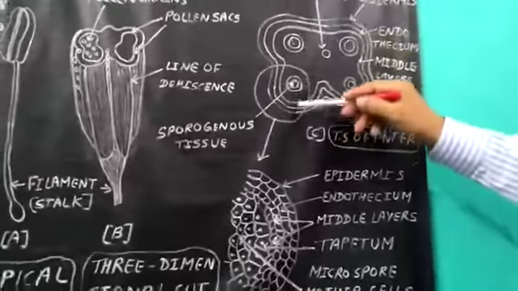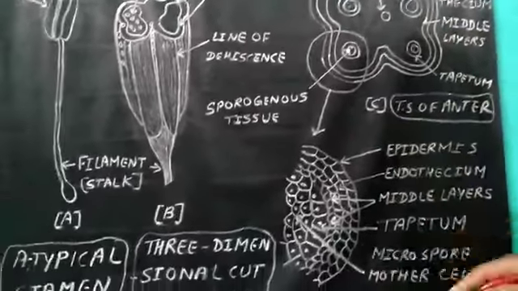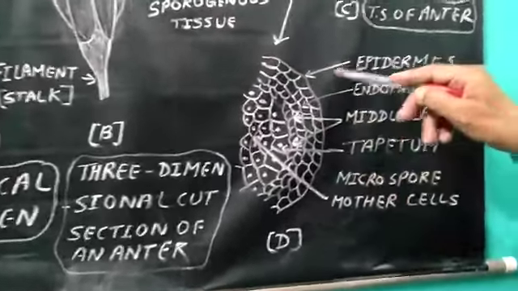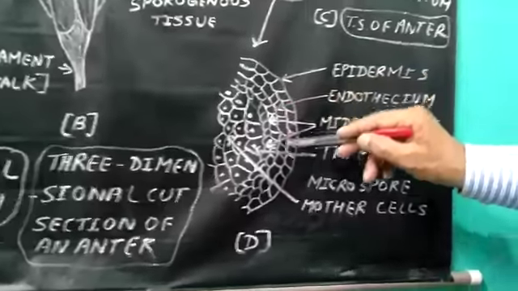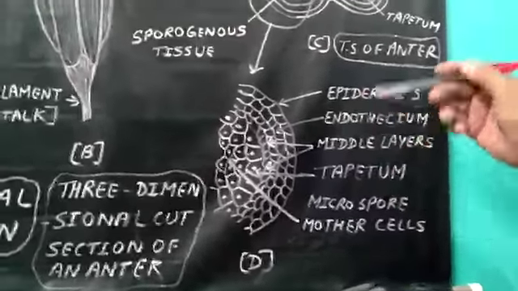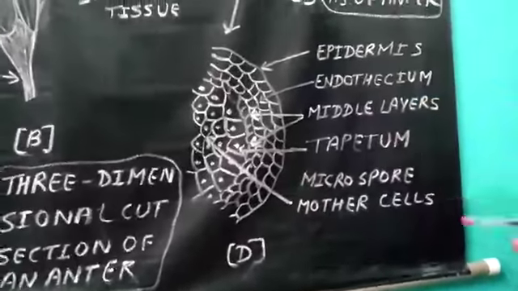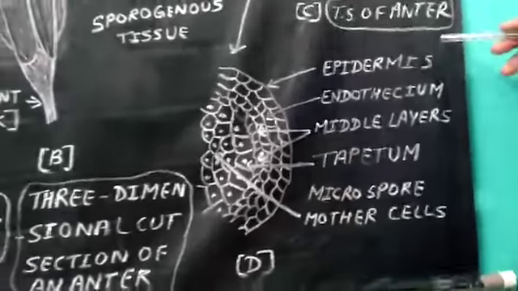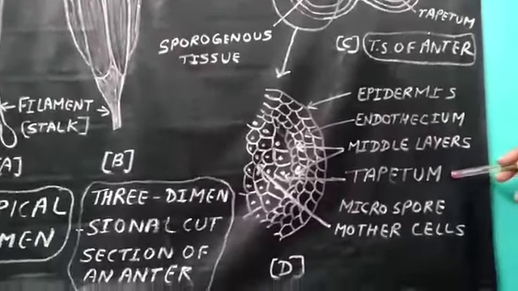If we observe a small part of this under a large microscope, we see a structure like this. The outermost layer is the epidermis. It is made up of only a single layer. Second is the endothecium. It is also made up of a single layer. Third is the middle layers. The middle layers are found in 1, 2 or 3 layers. It means there can be one layer, two layers, or even three layers. And the innermost layer is the tapetum. So these three layers are protective in nature and that one is nutritive.